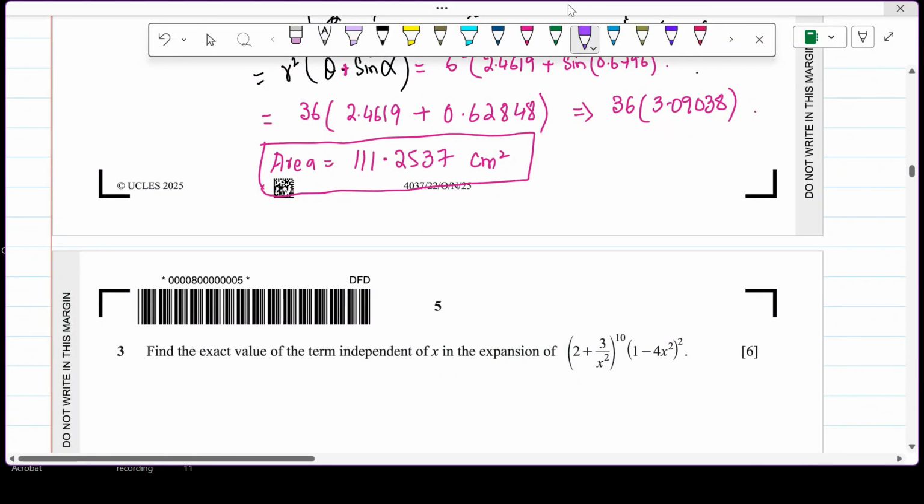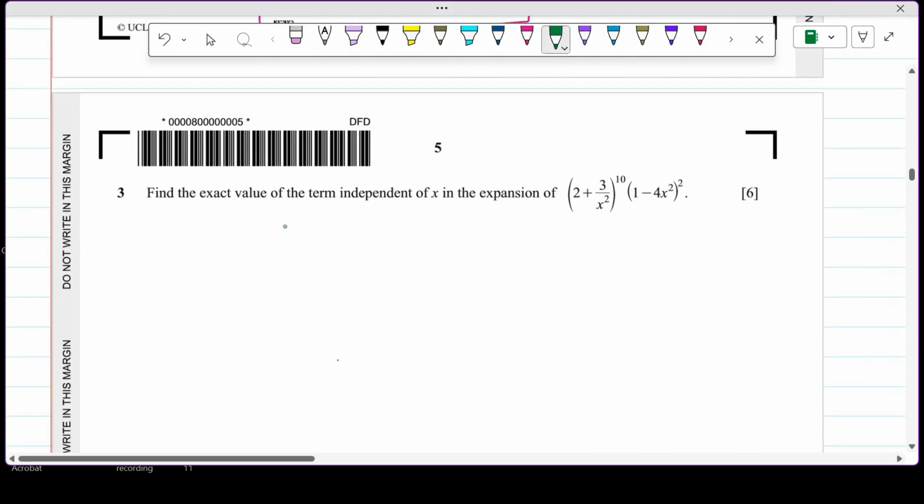Okay, let's move to question number 3. Find the exact value of the term independent of x in the expansion of (2 + 3/x²)^10 times (1 − 4x²)².